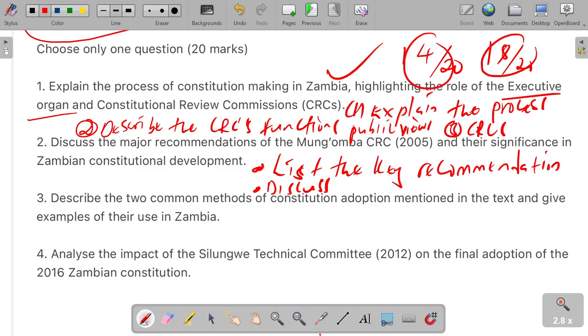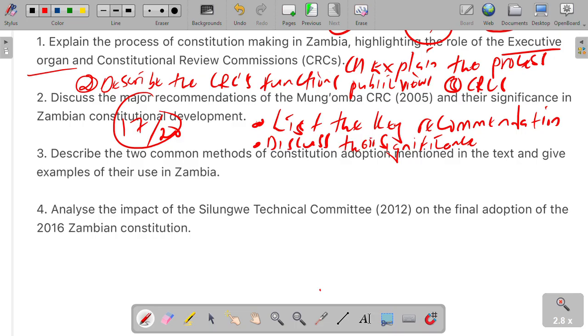Okay, after this, you're going to discuss their significance in modernizing Zambia's constitutional framework and enhancing the rights. Significance means importance. Discuss the significance in modernizing Zambia's constitutional framework. So if you hammer on this part, at least you can get 17 out of 20 here. Very important. Remember to show and give examples. You score many marks.